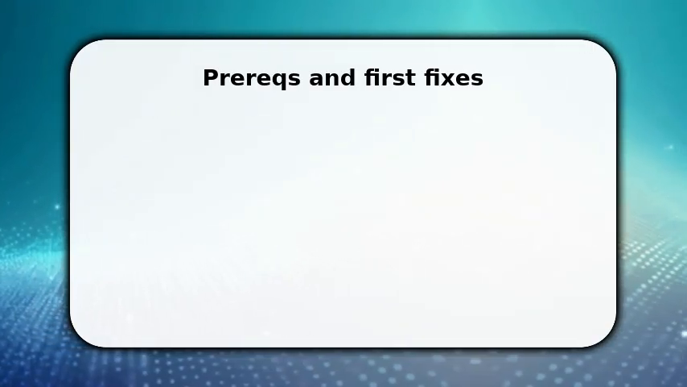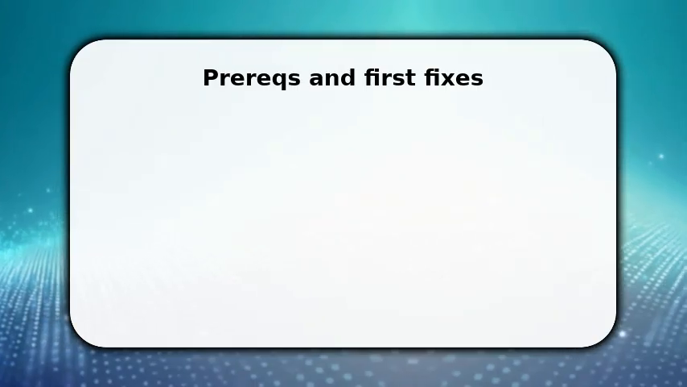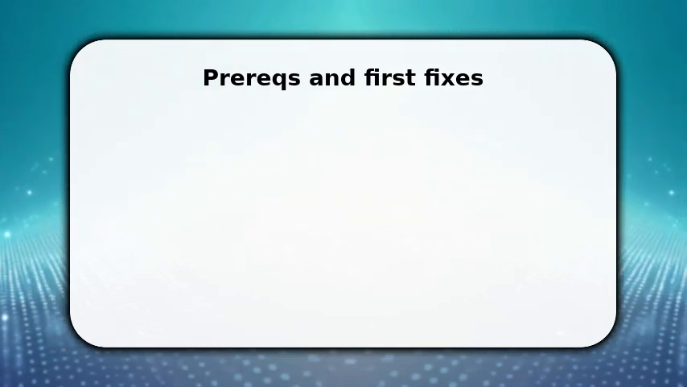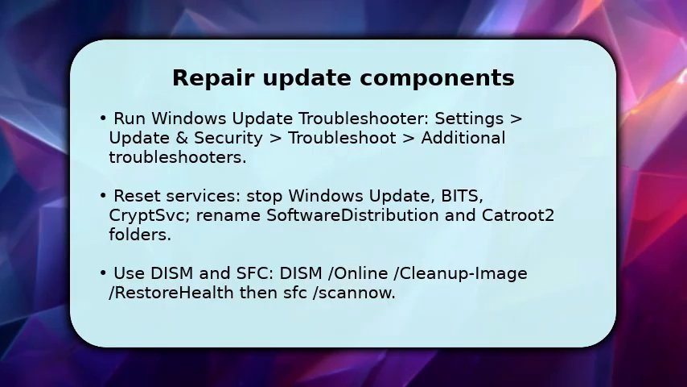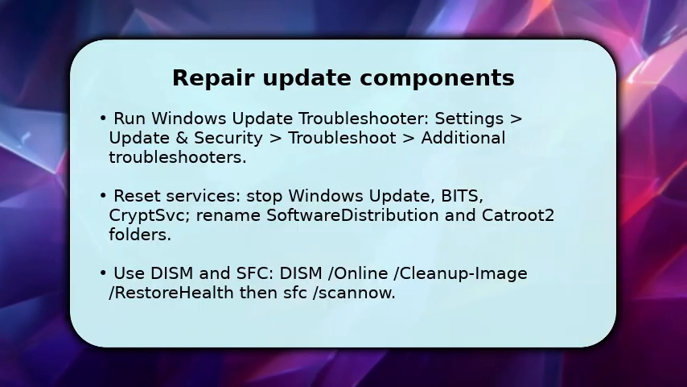Now open Settings, Update and Security, Windows Update, and pause, then resume updates to refresh the update queue. This forces Windows to reevaluate pending patches. Next, run the built-in Windows Update Troubleshooter to catch common issues. Follow its prompts and apply repairs it suggests.